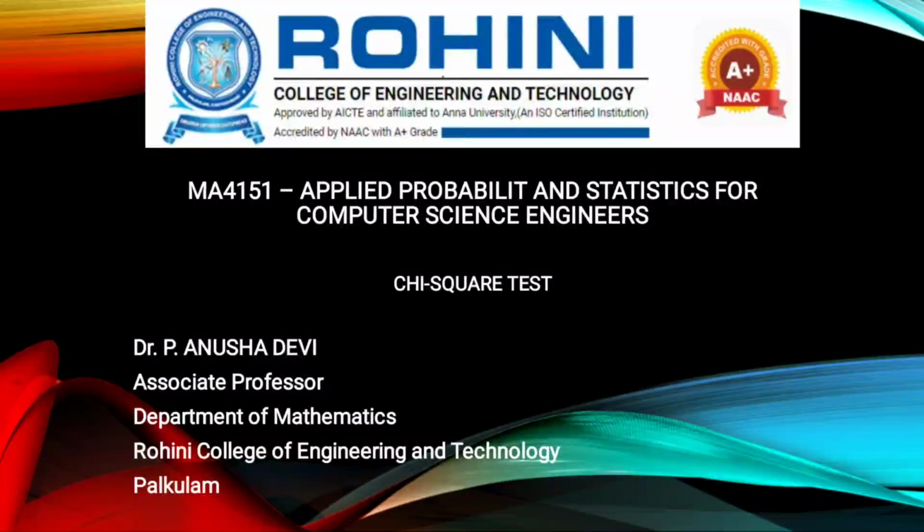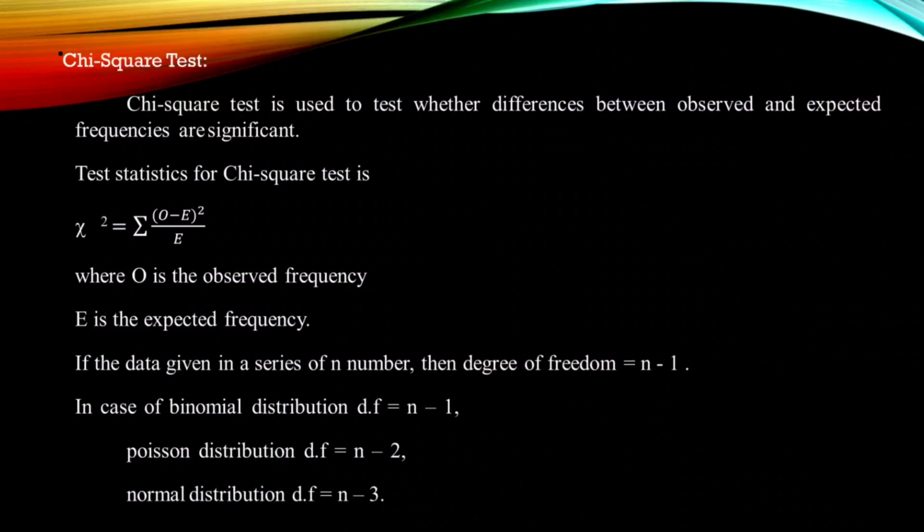Hi everyone. In this lecture, we shall see the topic chi-square test. First, let us see what is chi-square test. Chi-square test is used to test whether difference between observed and expected frequencies are significant. Test statistics for chi-square test is given by chi-square equal to sigma O minus E the whole square by E, where O is the observed frequency, E is the expected frequency.